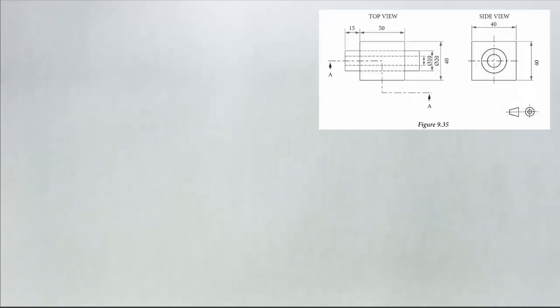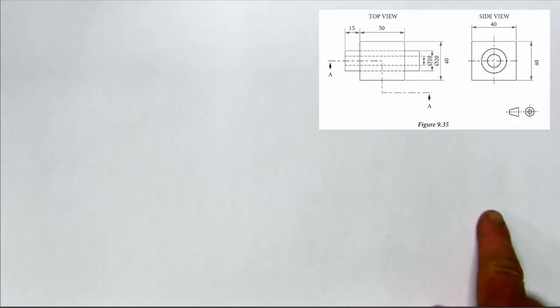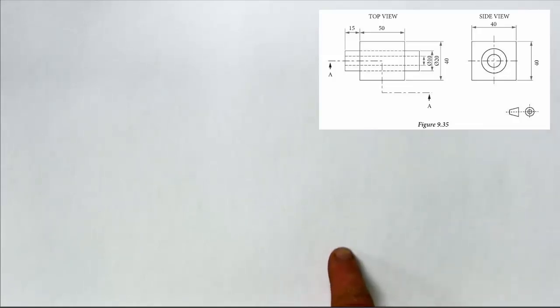Alright, so this one's kind of interesting because you see they give you a top view and a side view. Now, normally you don't get this, guys, but sometimes they can do this to you, because that side view is kind of an auxiliary view. So they want the front view, and the front view, of course, is going to be above the top view if it's first angle. Anyways, that being said, let's go ahead and do this drawing.